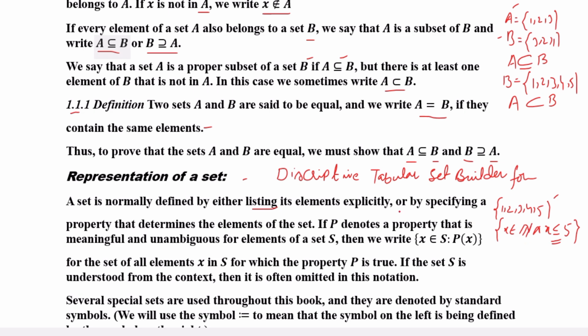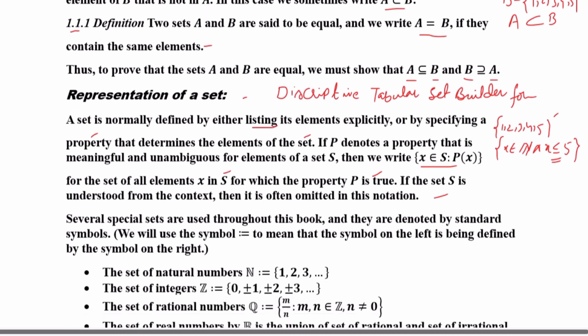So we can read it as: a set is normally defined either by listing its elements explicitly or by specifying a property that determines the elements of the set. If P denotes a property that is meaningful and unambiguous for elements of a set S, then we write {x belongs to S : P(x)} for the set of all elements x in S for which the property P is true. If the set S is understood from the context, then it is often omitted in the notation.